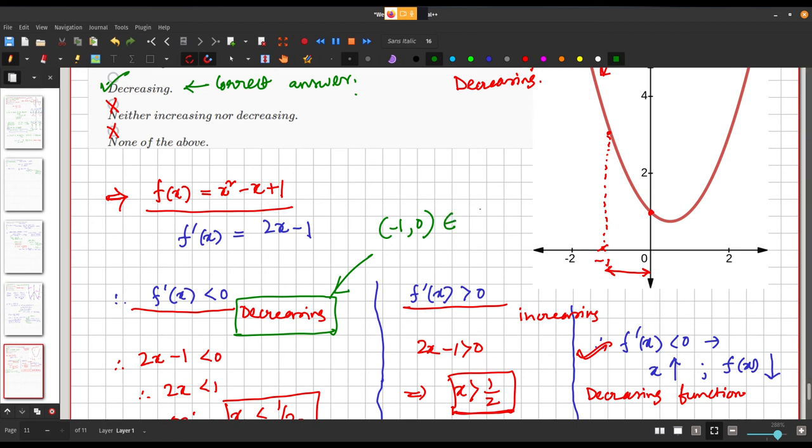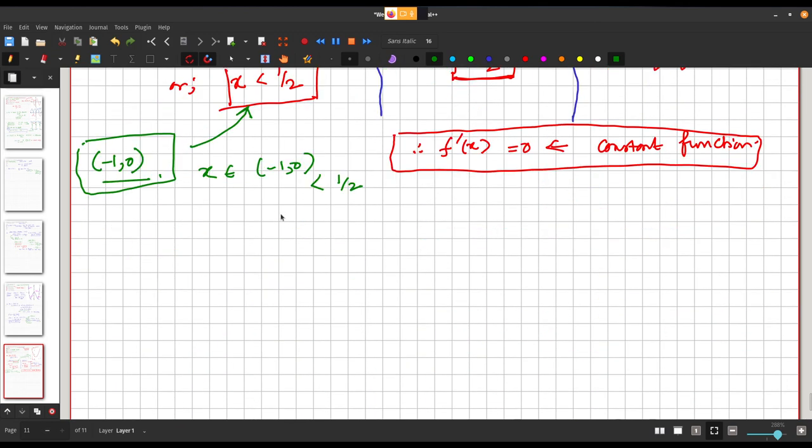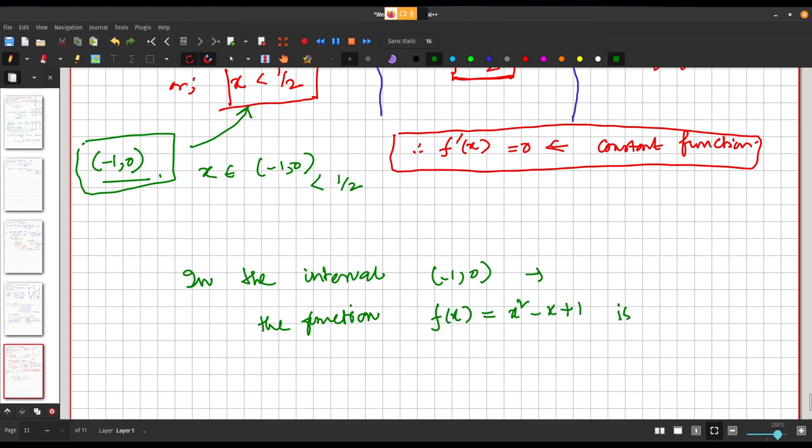This interval is a subset of the region where x is less than half, x belonging to R such that x is less than half. Okay, so let us write the answer here then. In the interval minus 1, 0, the function f(x) equal to x squared minus x plus 1 is decreasing.